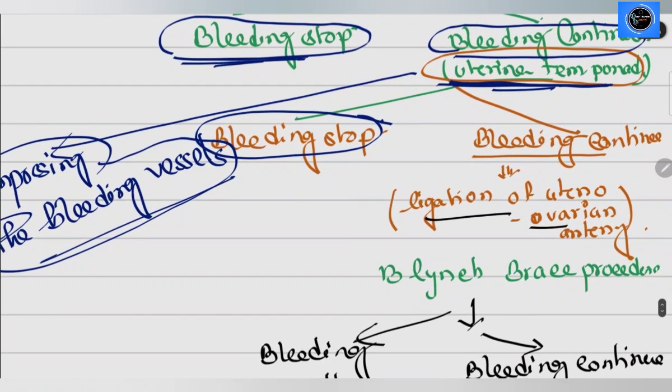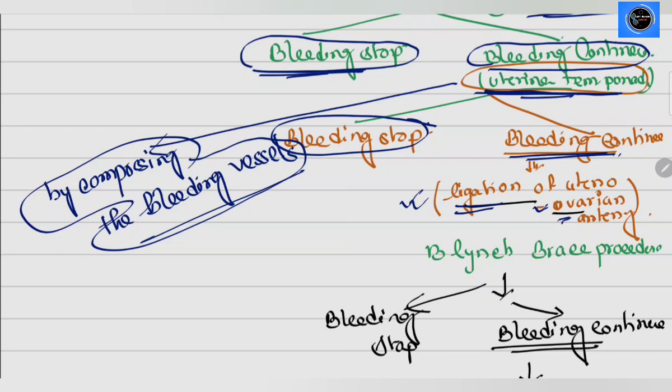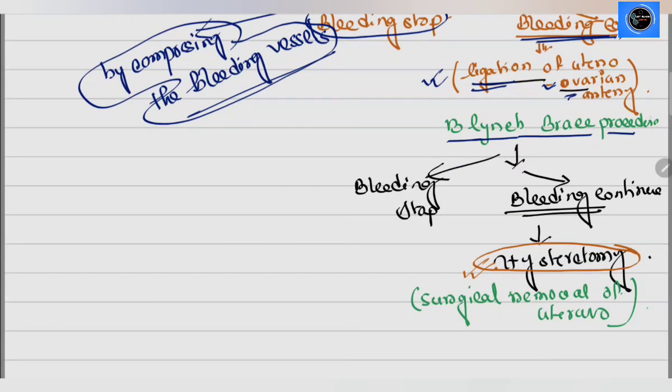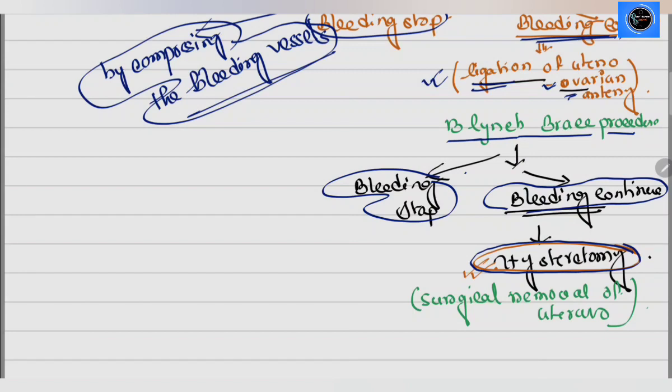But if the bleeding is continued, in that case, you can perform ligation of utero-ovarian artery. In that case, from whichever artery or blood vessels bleeding is continued, you can ligate this artery or these blood vessels. This procedure is also called B-Lynch brace procedure. After performing this procedure, bleeding may stop. But if yet the bleeding is continued, there will remain only one last procedure, that is hysterectomy. What is hysterectomy? That is surgical removal of uterus.